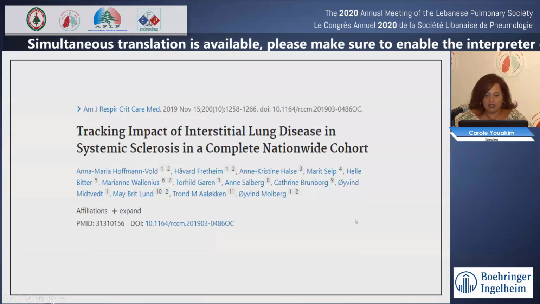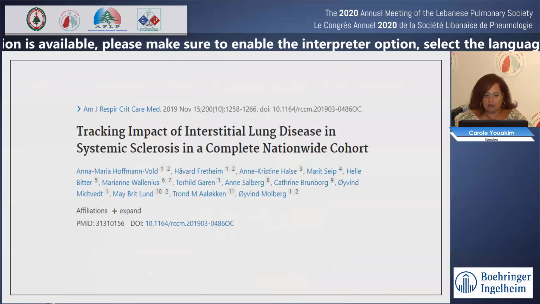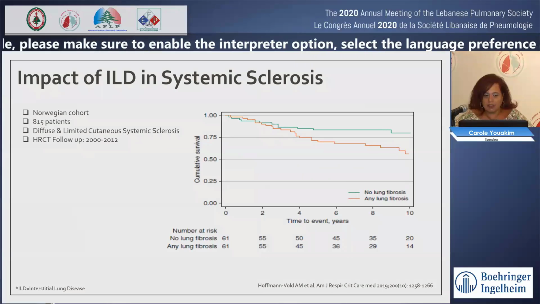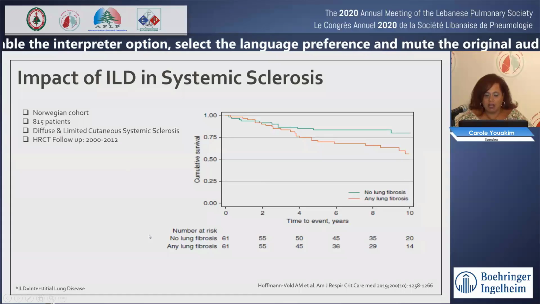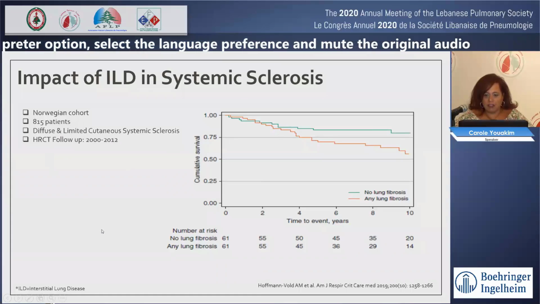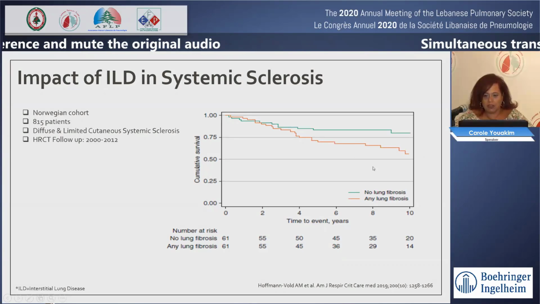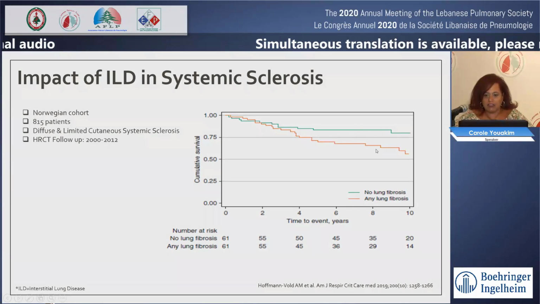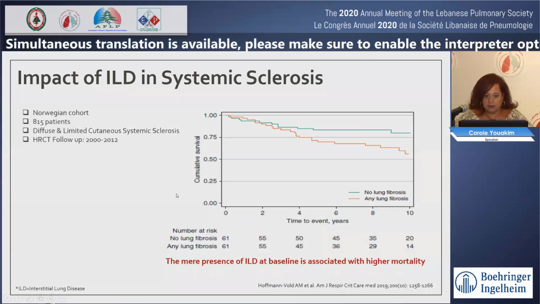And this is a very recently published study conducted by Anna Maria Hoffmann-Vold on the impact of ILD in systemic sclerosis. 815 patients with diffuse and limited cutaneous systemic sclerosis were followed with HRCT, and look what she found. Here in red, the presence of any lung fibrosis on HRCT was associated with increased mortality when compared with no lung fibrosis here in green on HRCT.